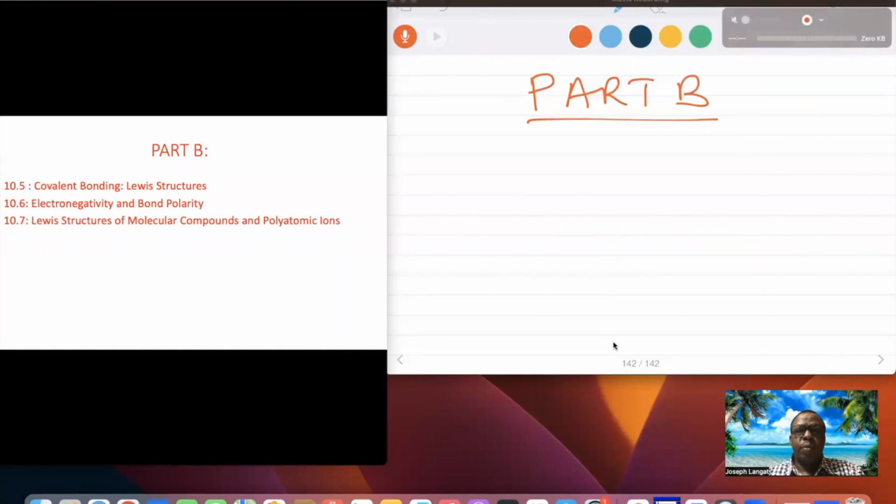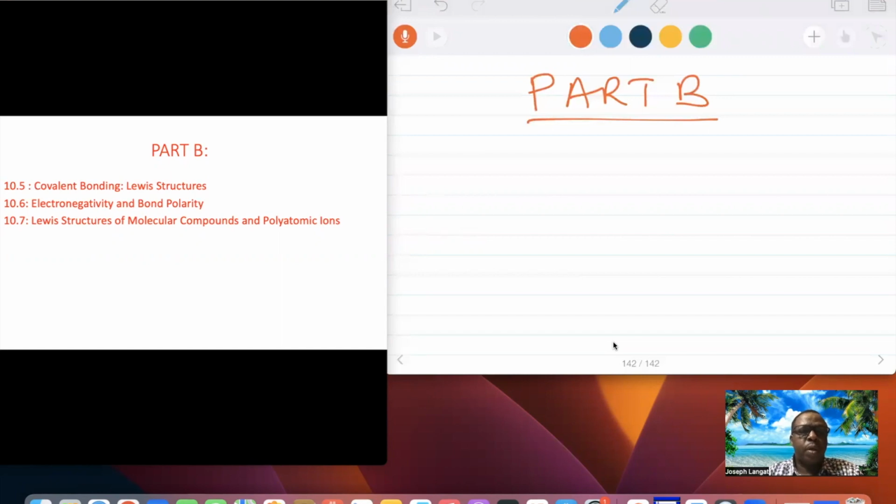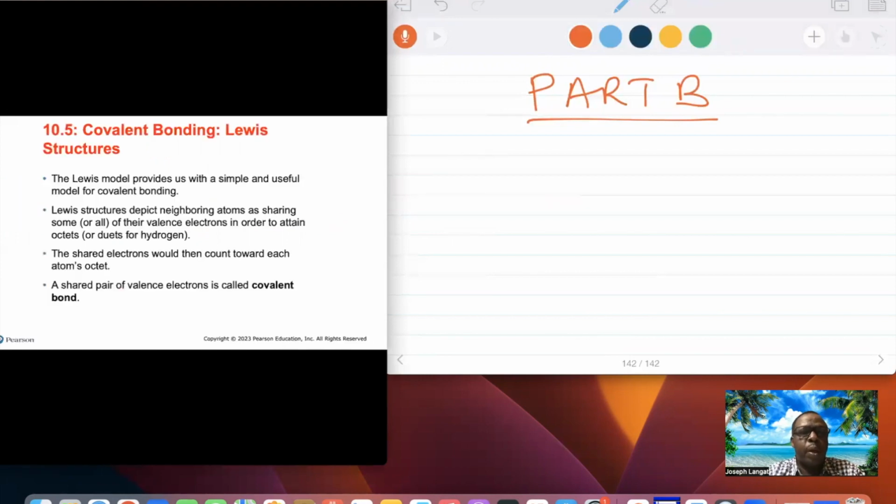Welcome to part B of chapter 10. In part B, I'll cover section 10.5, covalent bonding and Lewis structure, electronegativity, and bond polarity. In 10.7, we look at how to draw the Lewis structure for molecules and polyatomic ions. In 10.5, we will go over the covalent bonding Lewis structures.